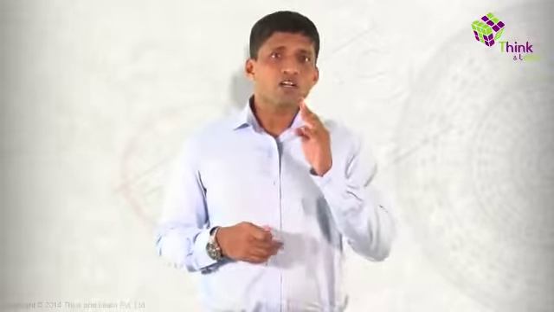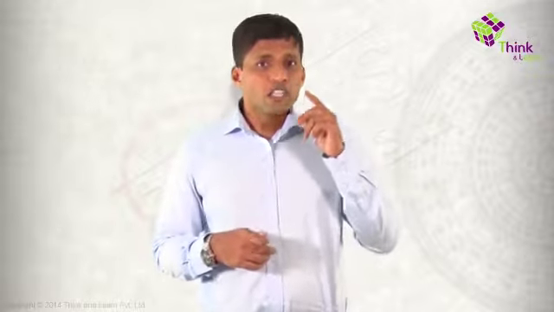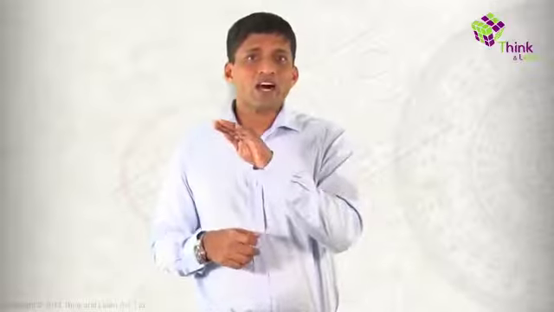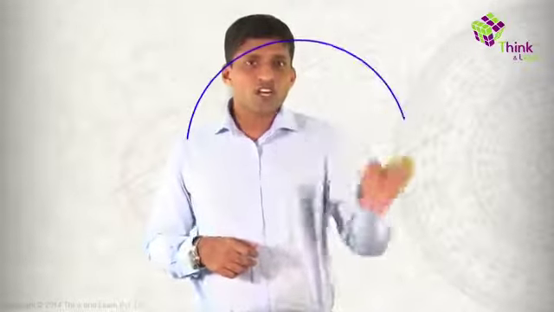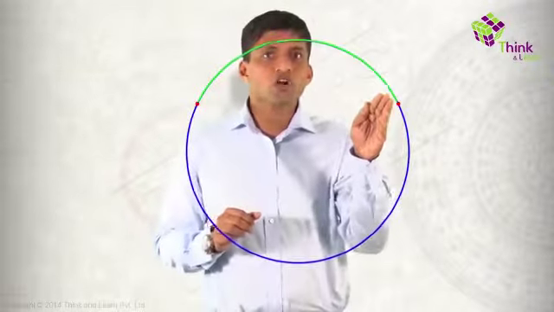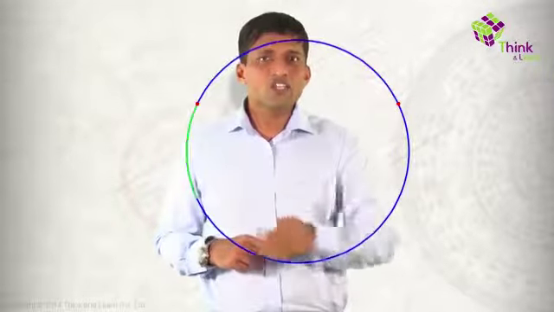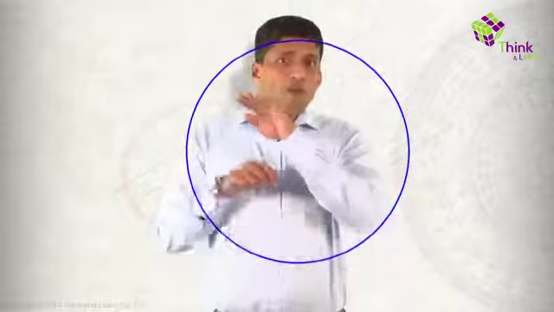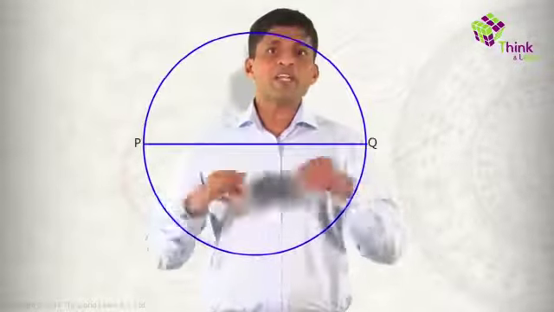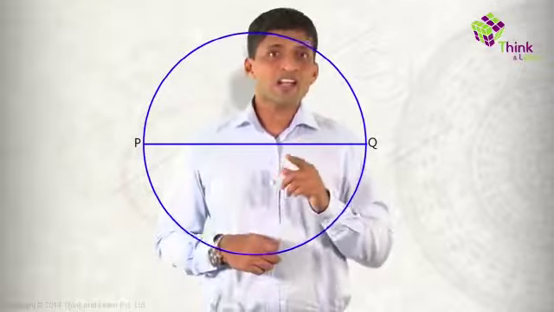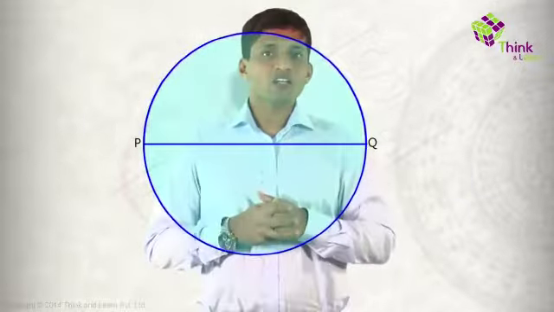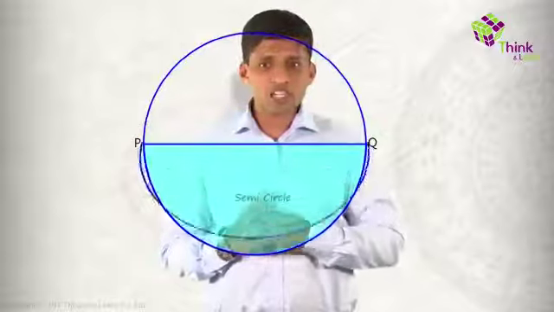Next we will see that a piece of a circle between 2 points is called an arc. If I take this particular circle and these 2 points, this is called a minor arc and this is called a major arc. PQ is the chord here. Now when PQ is the diameter, both the minor arc and the major arc will become semicircles.